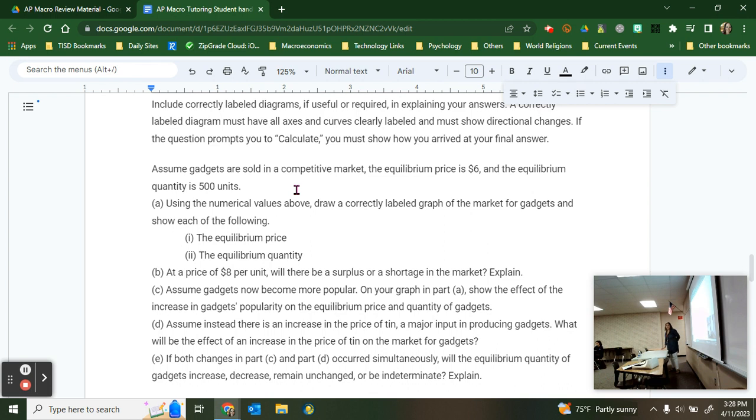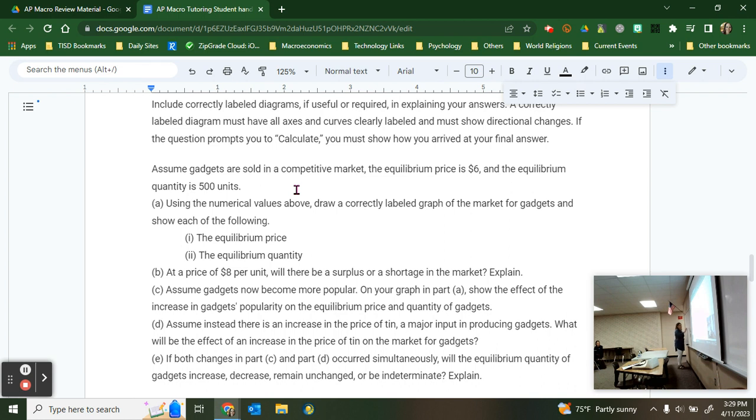On D, it says assume instead there's an increase in the price of tin, a major input. Okay, so supply shifters are the same as aggregate supply: number of sellers, input prices, technology, expectations, productivity. And if tin is a major input in the production of gadgets, it's going to affect how many gadgets you can produce. So what is the effect of the increase of price of tin on the market of gadgets? It's not asking you to draw it, it's asking you to just talk about it.